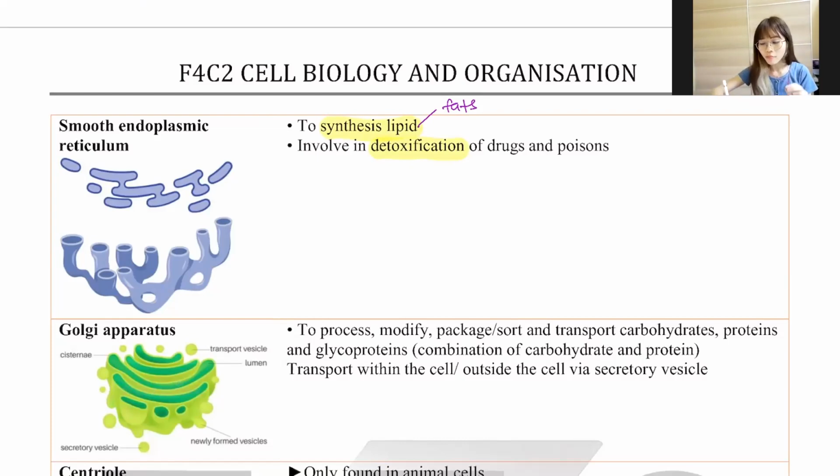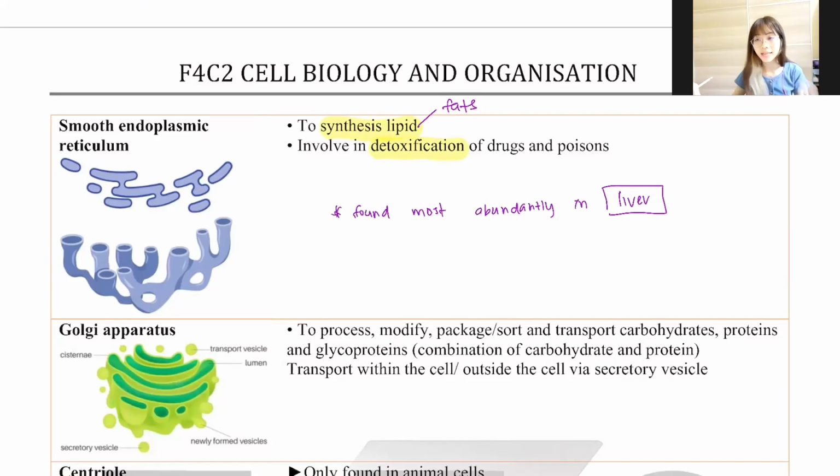So where can you find most of the smooth ER? It can be found most abundantly, meaning a lot, in the liver, in the liver cells. The liver has the most. So the liver has a lot of smooth ER, which is why the liver carries out detoxification. Every medication you want to remove must pass through the smooth ER.